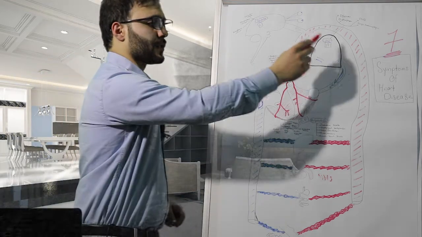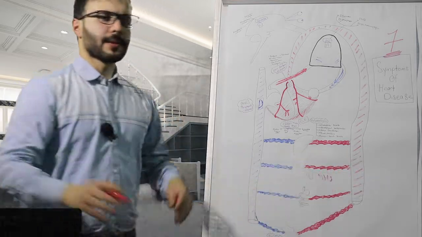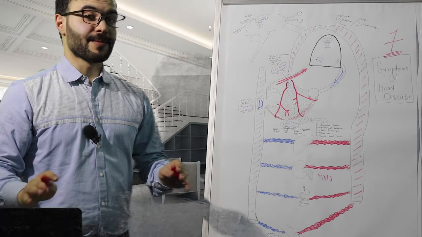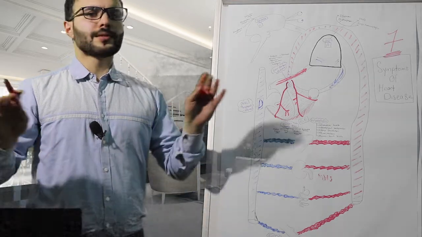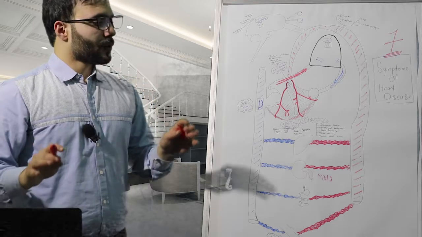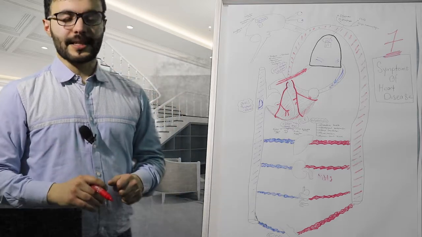Then the aorta continues, branches and branches, to supply all tissues of the body. But if the heart is failing, there will be decreased perfusion to all tissues of the body, causing fatigue. So the fifth group of symptoms will be fatigue.